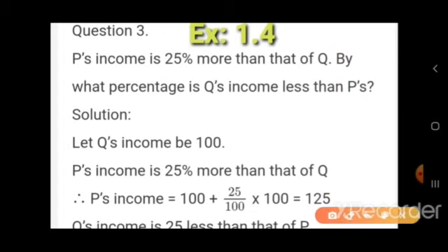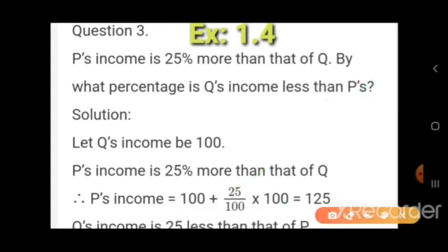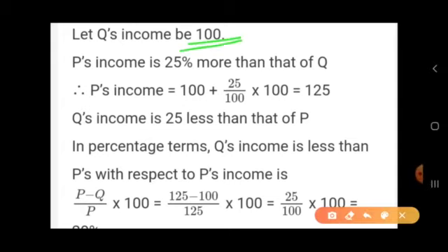That is Q's income plus 25% of Q's income. Now Q's income is 100, then 25% we can write as 25 by 100 into Q. What is Q's income? That also is 100. Now here 100 will be cancelled. Now 100 plus 25 will be 125. Now we found P's income, which is equal to 125. We have taken Q's income as 100 and now we found P's income is 125.